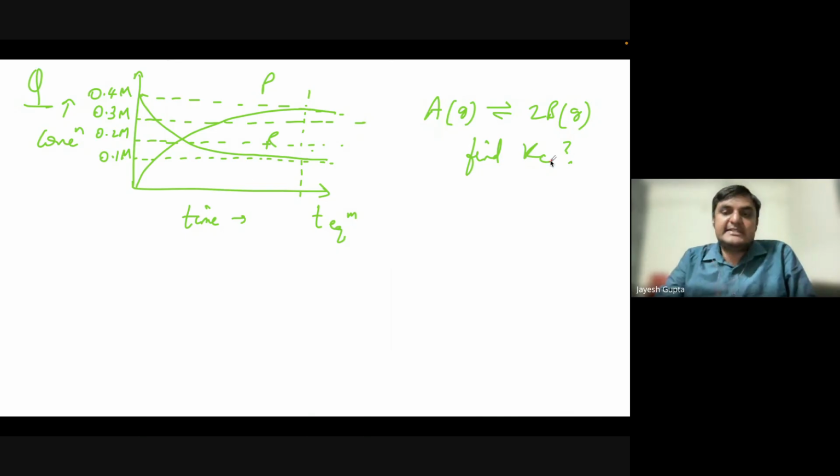So product concentration is 0.4 molar, reactant concentration is 0.1 molar. And when we write Kc, we write product concentration raised to the power coefficient. So concentration of B square upon concentration of A. So B is 0.4. So 0.4 square upon 0.1.